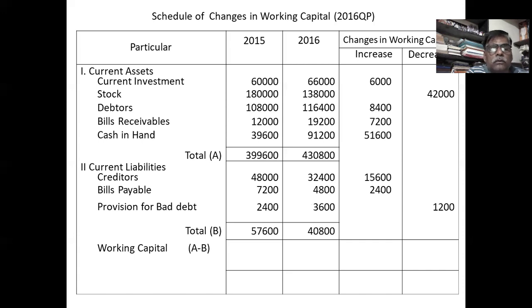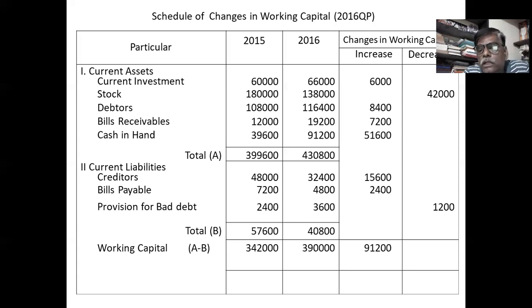First column A minus B is 3,42,000. First year 2015 working capital is 3,42,000. Then working capital for 2016 is 3,90,000. So it indicates that there is an increase in the working capital. So you write that increase in the working capital and take the total of third and fourth column.